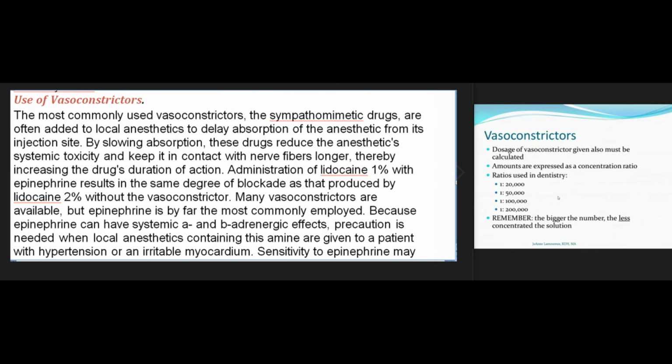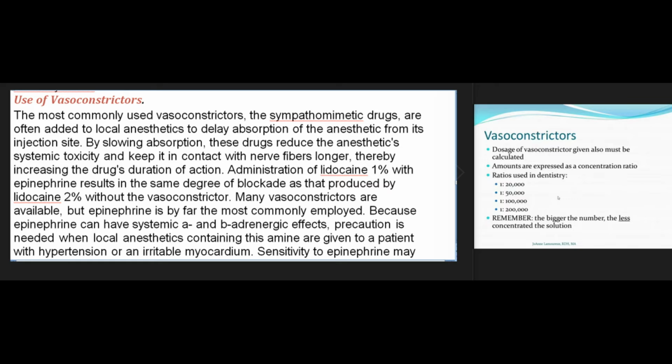Use of vasoconstrictors. The most commonly used vasoconstrictors, the sympathomimetic drugs, are often added to local anesthetics to delay absorption of the anesthetic from its injection site. By slowing absorption, these drugs reduce the anesthetic's systemic toxicity and keep it in contact with nerve fibers longer, thereby increasing the drug's duration of action. Administration of lidocaine 1% with epinephrine results in the same degree of blockade as that produced by lidocaine 2% without the vasoconstrictor. Many vasoconstrictors are available, but epinephrine is by far the most commonly employed.